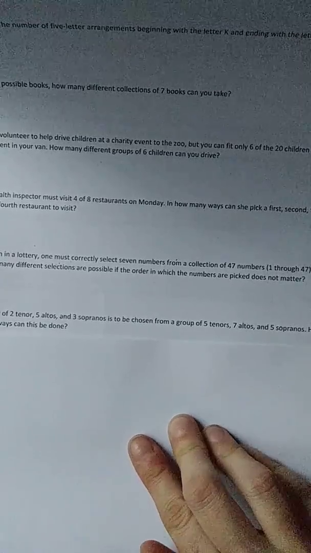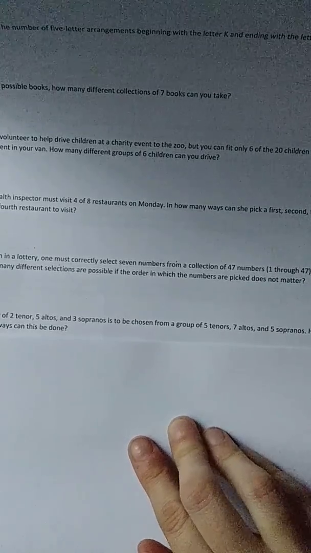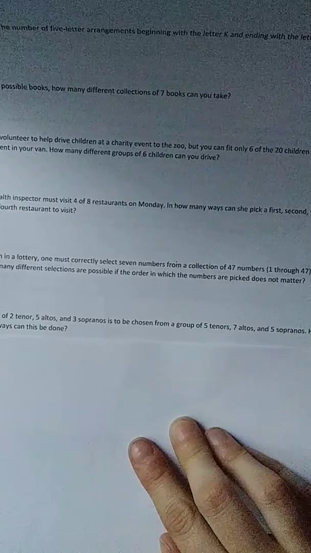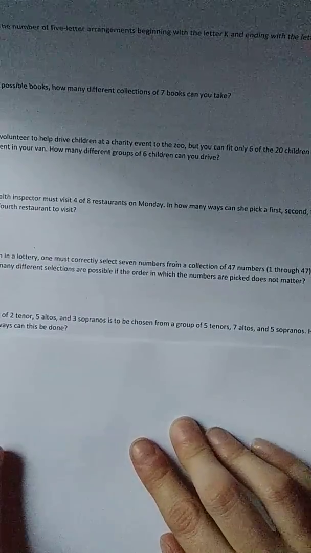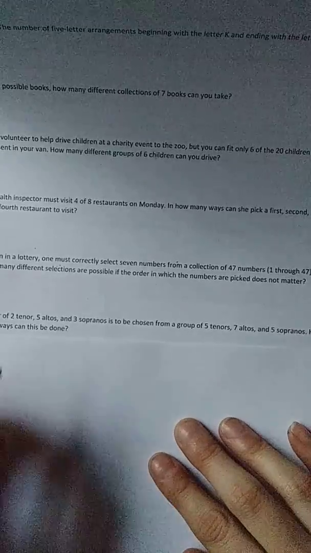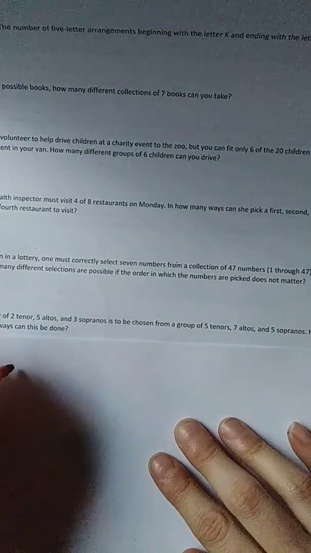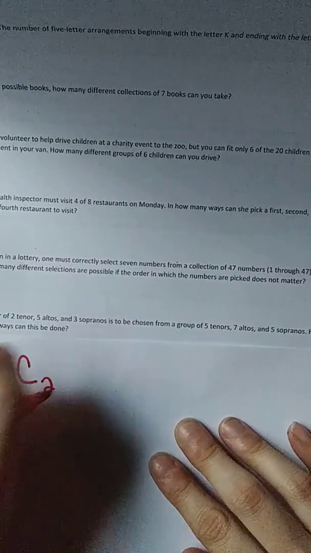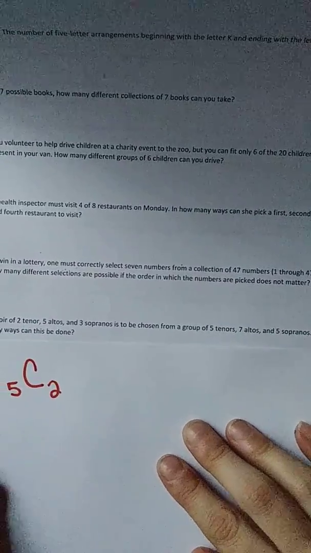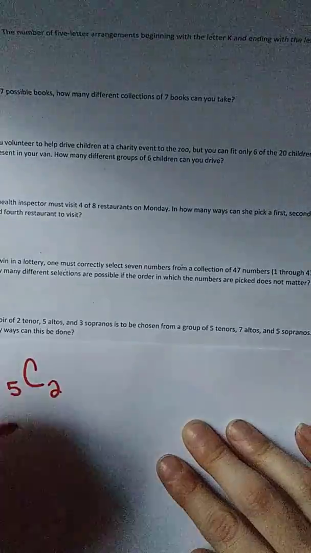So in this case, we have to choose 2 tenors out of the 5 tenors that we have. I'm assuming that the order doesn't matter. It doesn't say that it does, and I can't imagine that it would. So we're going to be choosing 2 out of the 5 tenors. So we're going to use a combination, and we're going to have 5 to start with, and we're choosing 2 of them. Now that's just for the tenors.